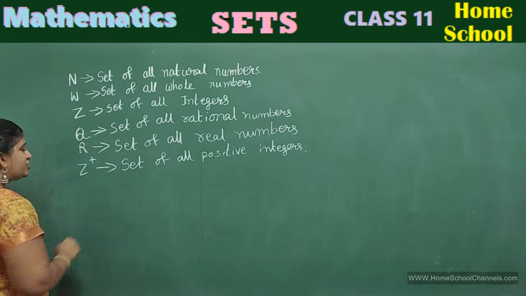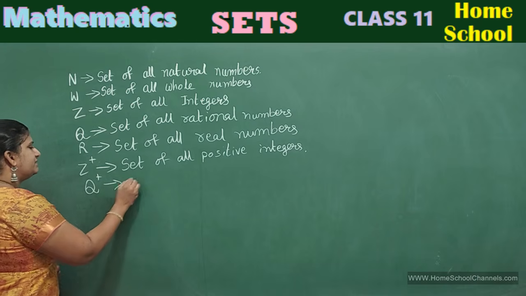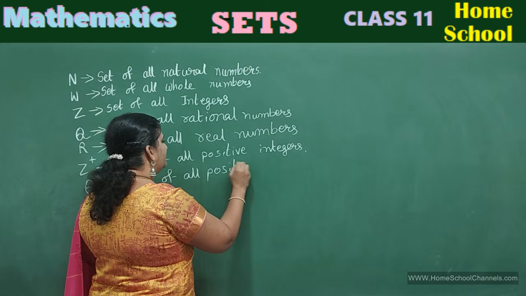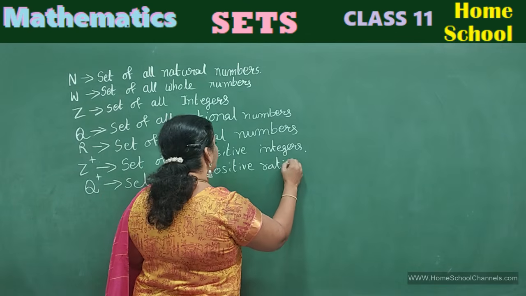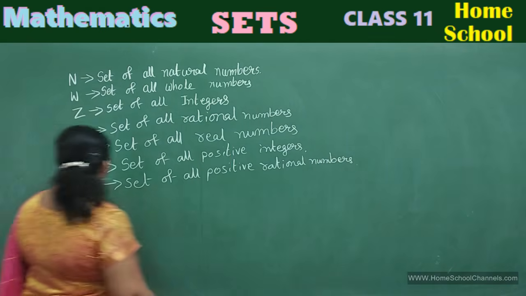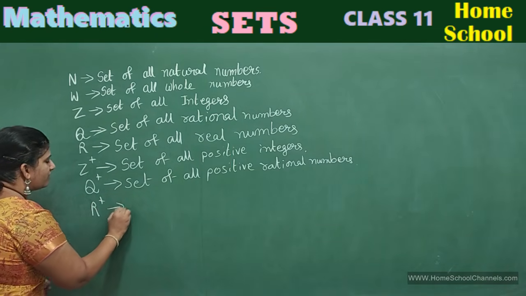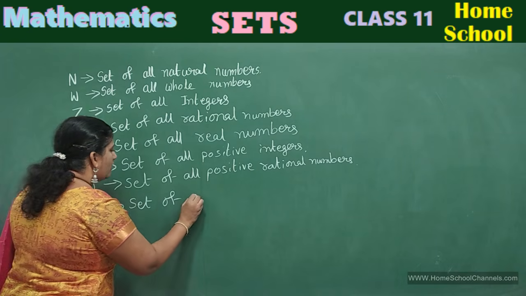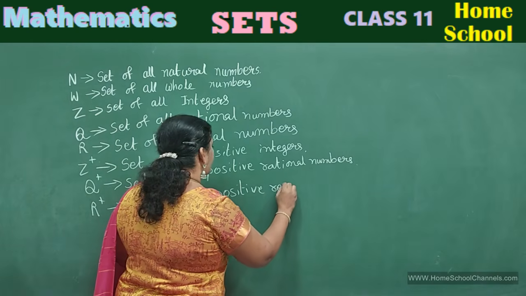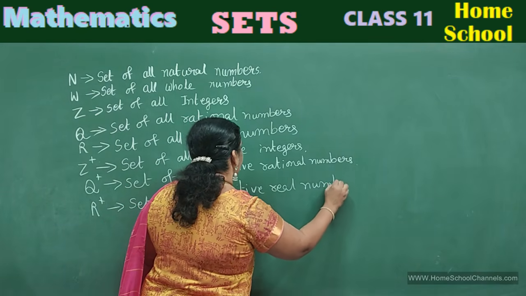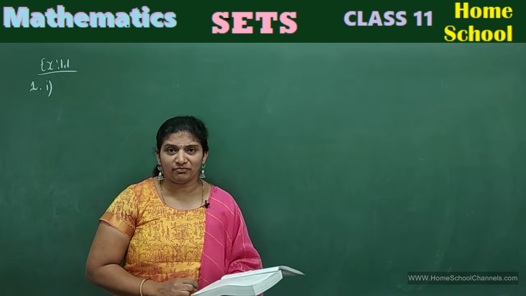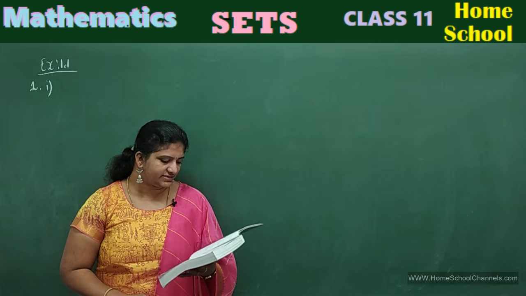Then positive rational numbers with Q plus, the set of all positive rational numbers. Okay. Next, R plus, the set of all positive real numbers. Let us start our first exercise, exercise 1.1. First main question, which of the following are sets?